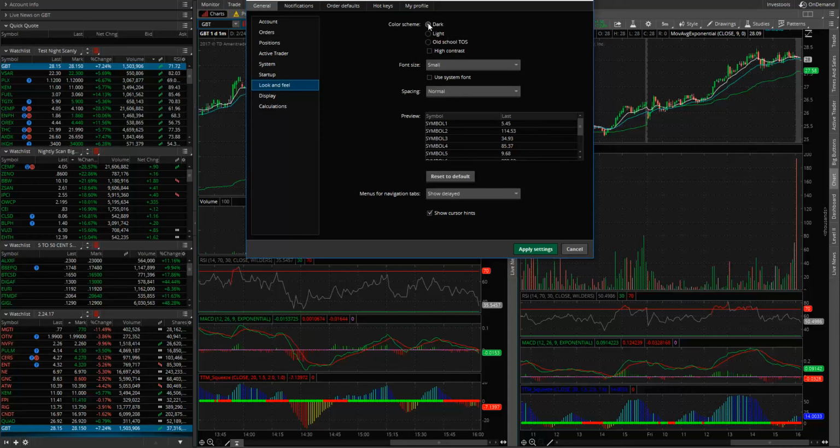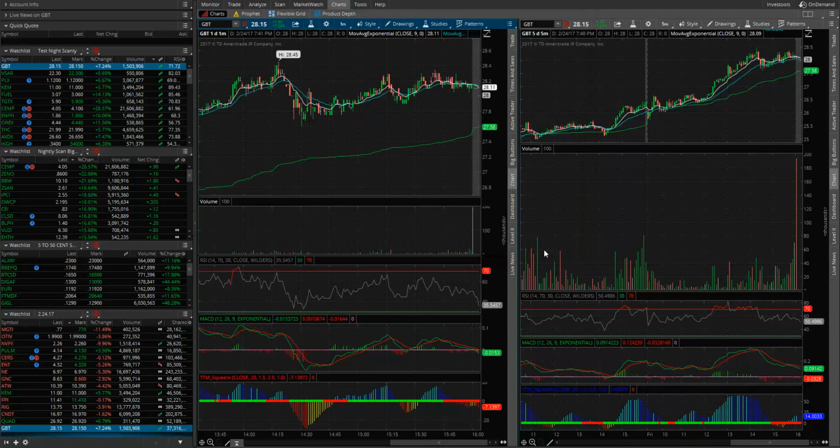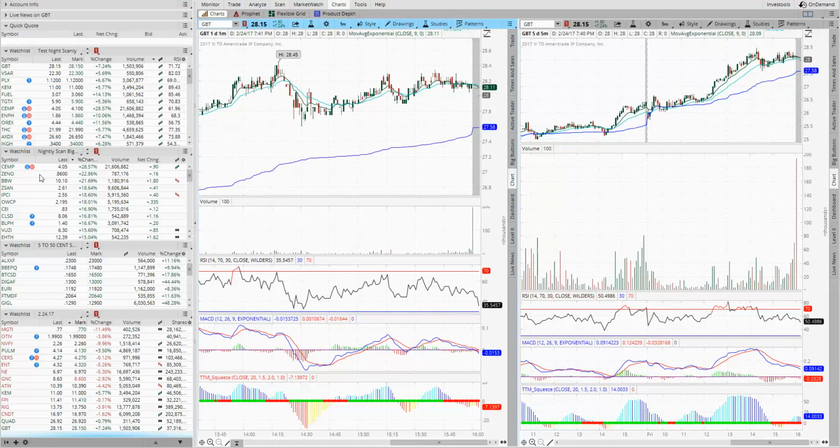And in look and feel, you can pick other options. So you can do this light option, and you can hit apply settings and the whole thing changes to white. So if you find this more appealing, then you can have white. Maybe you find white more appealing than the dark color. It really just depends on your personal preference.